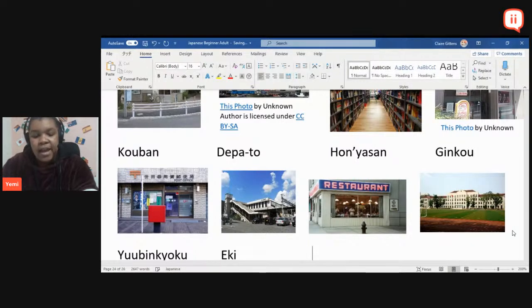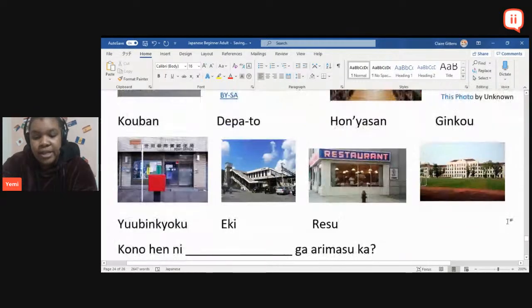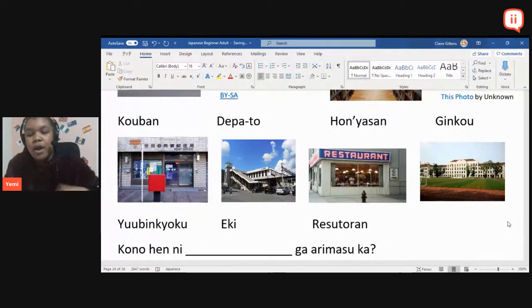Okay. And this one is also taken from English. So it is restaurant. Restaurant. Okay. And we have a school. The school is gakko. Gakko.